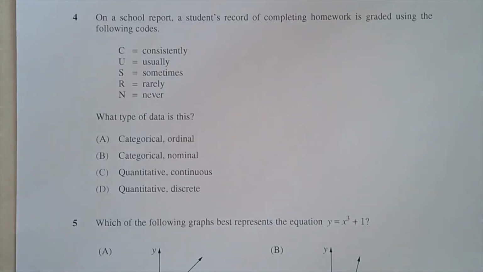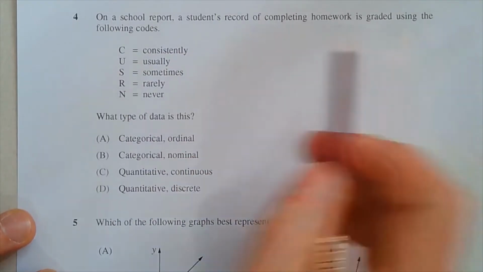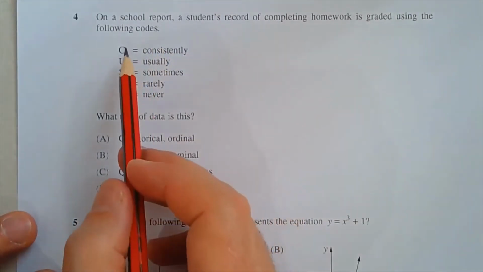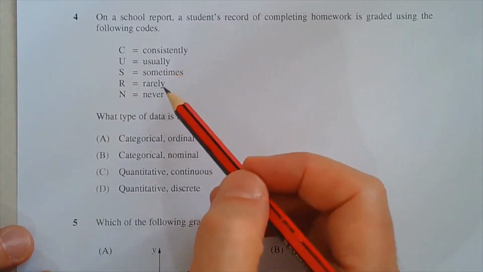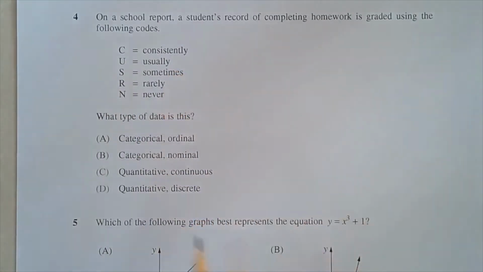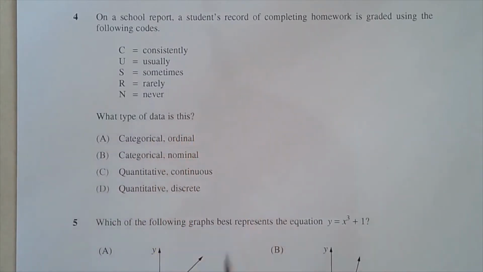Question 4. On a school report, a student's record of completing homework is graded using the following codes: C, U, S, R, N, which stand for consistently, usually, sometimes, rarely, or never. What type of data is this? In statistics, we can classify our data as either categorical or quantitative. It either involves numbers or it involves descriptions, qualities.